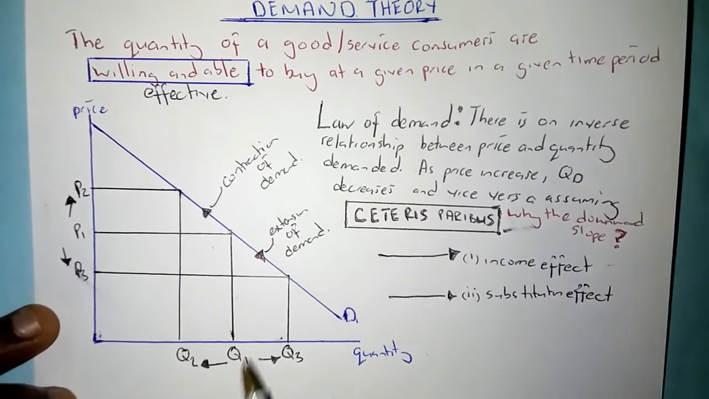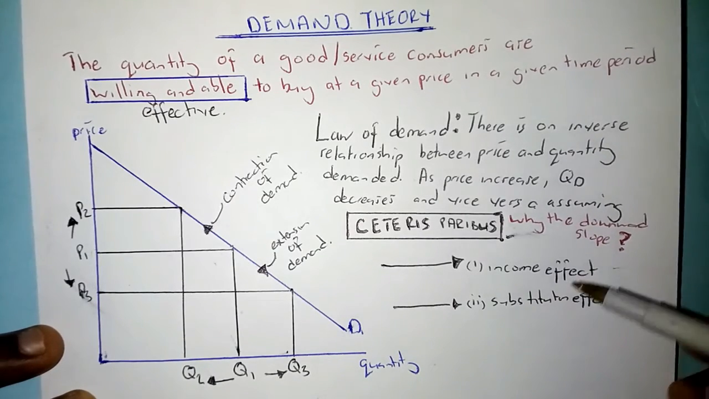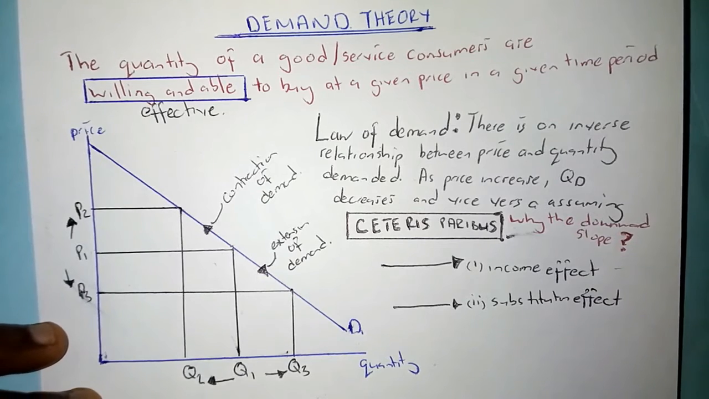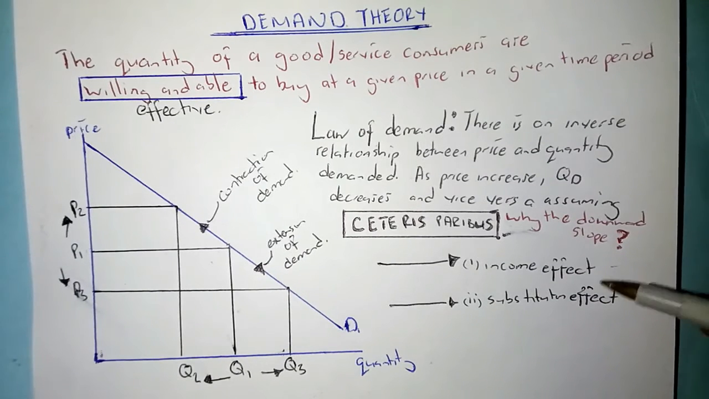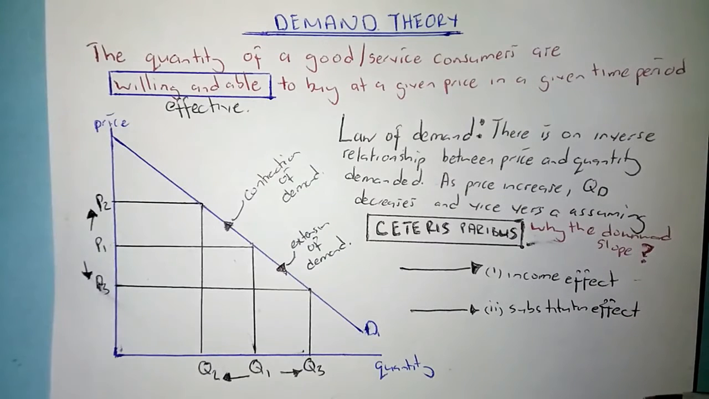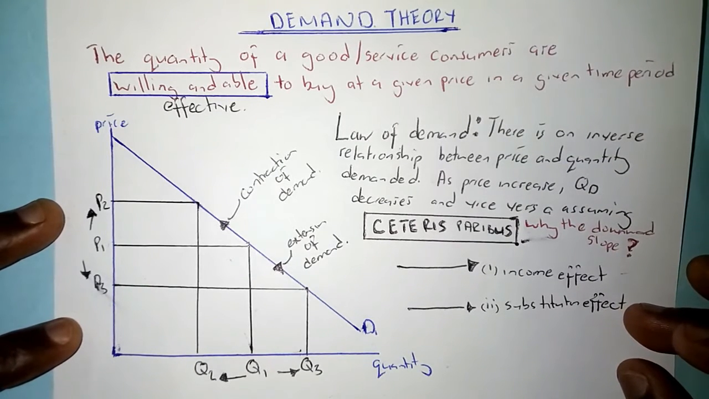We're also going to look at if prices were to decrease. The effect on the income effect and substitution effect will be the opposite of what I have just said. In the income effect, your income will stretch further where prices have fallen. In the substitution effect, the good whose price has fallen will be more highly demanded. So that's how we explain why the demand curve is downward sloping.